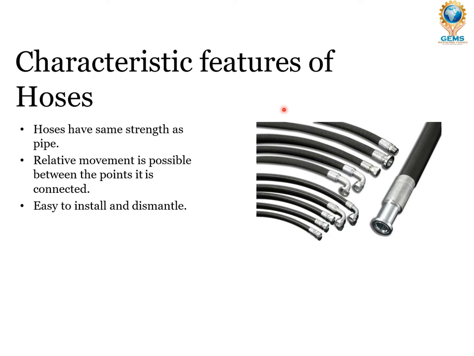Now let's consider the characteristic features of hoses. Hoses have the same strength as pipe. Relative movement is possible between the points it is connected, and it is easy to install and dismantle.